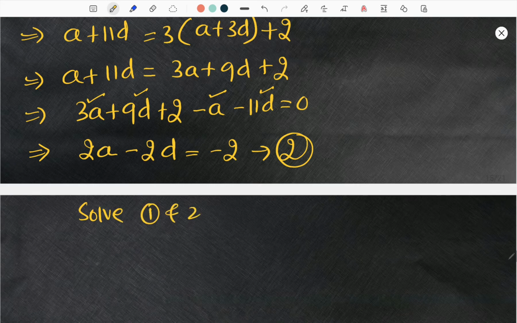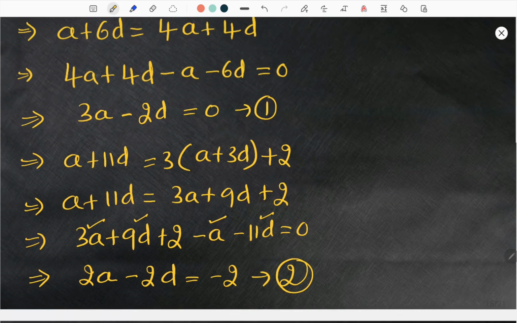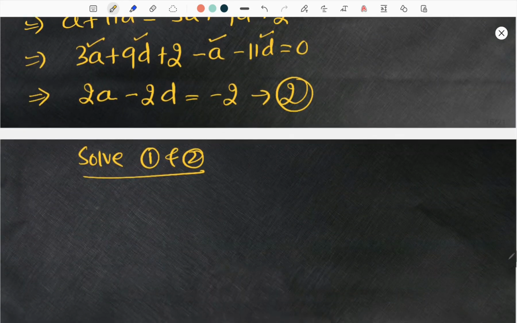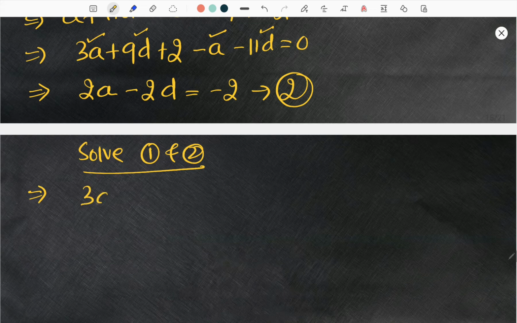Now we are going to solve equation number 1 and equation number 2. Both the equations we will solve, then we will get a and d. What is the first equation? Here it is 3a minus 2d is equal to 0. Let me write that. 3a minus 2d is equal to 0, first equation. Second equation is 2a minus 2d is equal to minus 2.